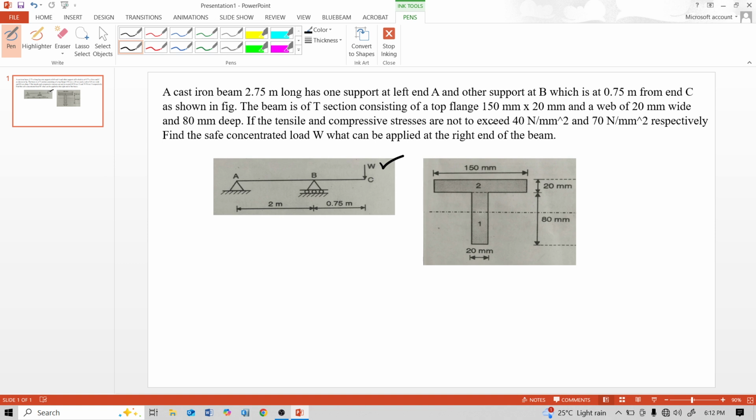And in the numerical, they have given us the maximum tensile stress of 40 Newton per mm square and compressive stress of 70 Newton per mm square. That means sigma max for tensile is not to exceed 40 MPa, and sigma max for compressive is not to exceed 70 MPa.